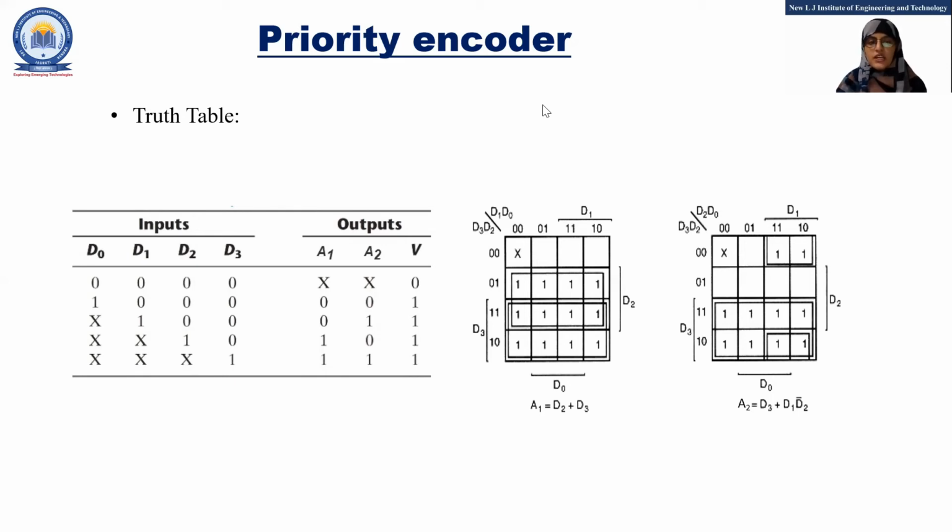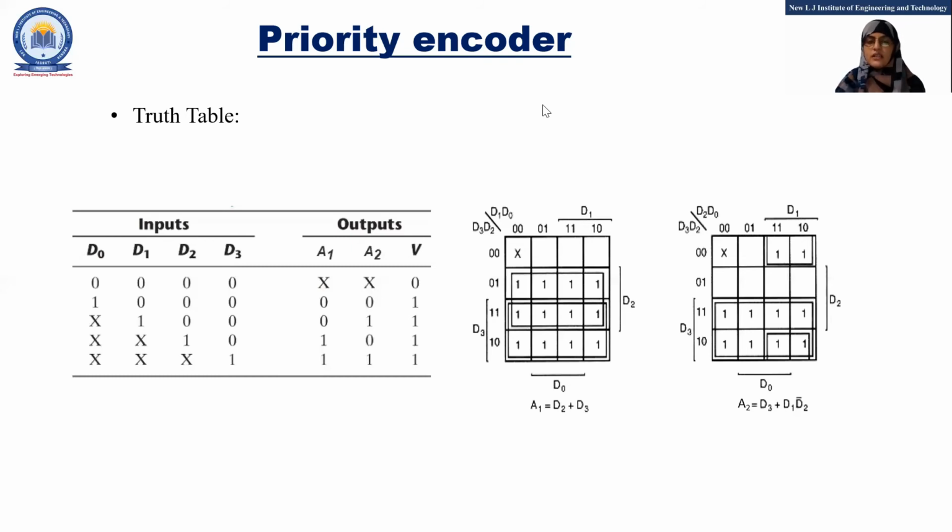For input condition D2 equals to 1 and D3 equals to 0, when the input D2 is high, D1 and D0 will be don't care. So for any combination of D0 and D1, when D2 is high, outputs A1 and A2 will be 1, 0. When the input D3 is high, it has the highest priority. So D2, D1 and D0 will be don't care. Any combination of these 3 inputs will not matter when D3 is high. So output will be 1, 1 for the input condition D3 equals to 1.